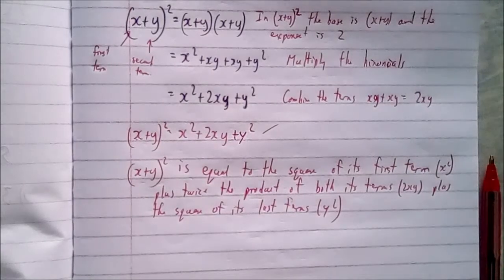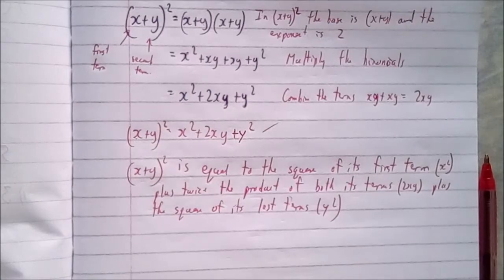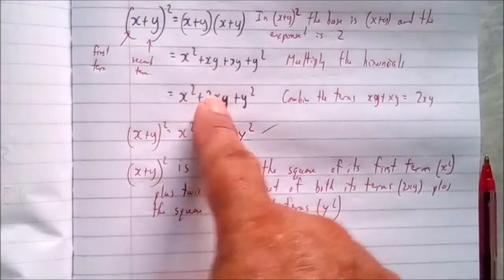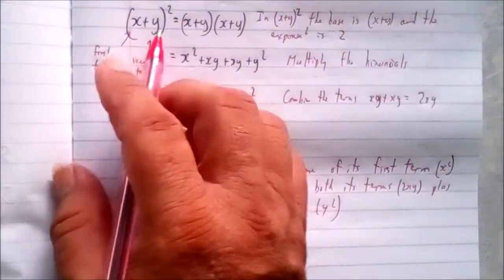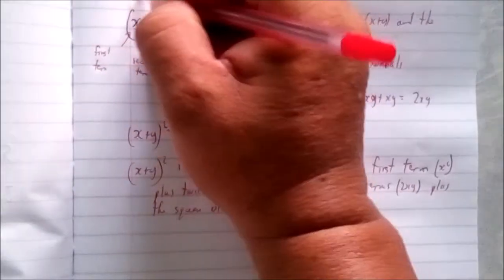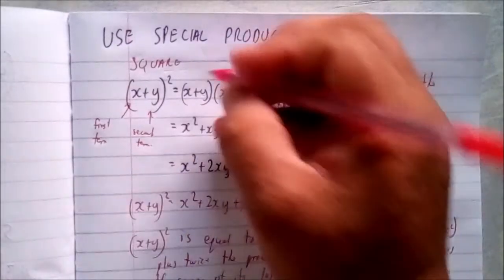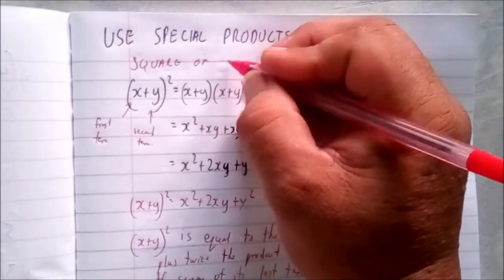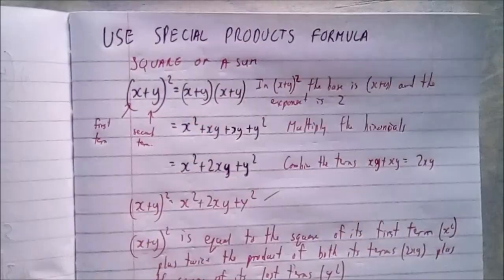Again, the terms of the result are related to the terms of the original expression. When you see something like this, this is the square of a sum. Remember, square of a sum. Take note of it. Now let's go to the next example.